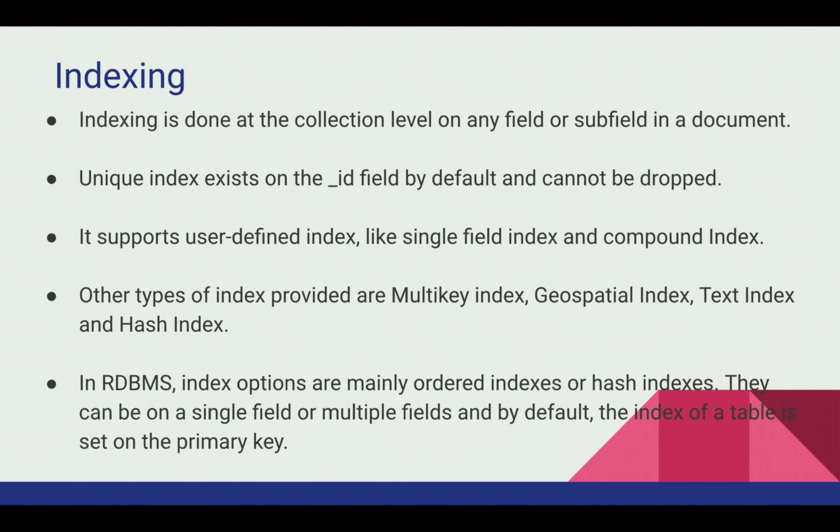Index options in RDBMS are mainly ordered index or the hash index. These indexes can be either on a single field or multiple fields. By default, the index of a table is set to the primary key, but unlike MongoDB, it can be removed and a different column can be selected as the index.